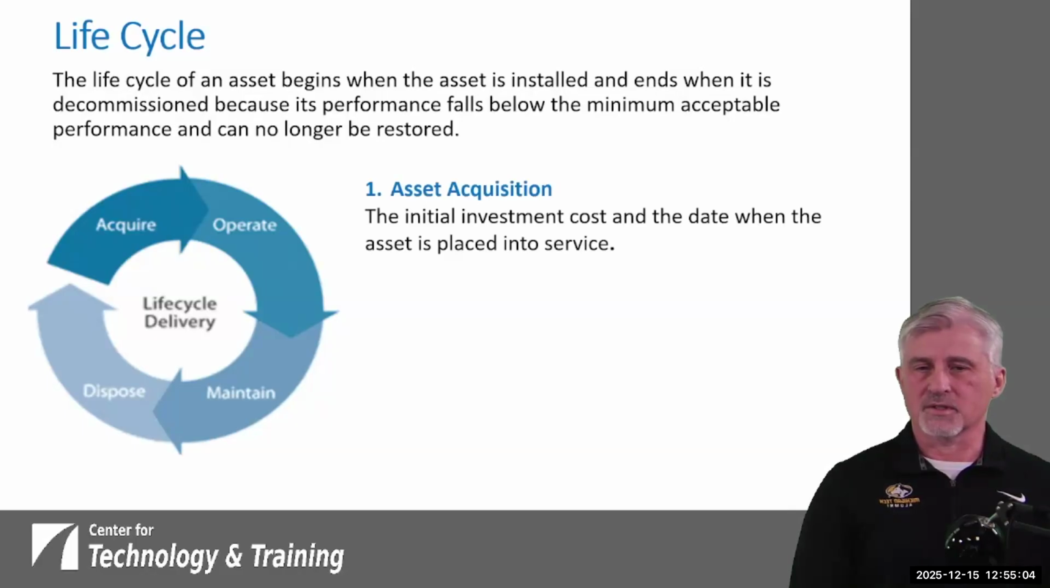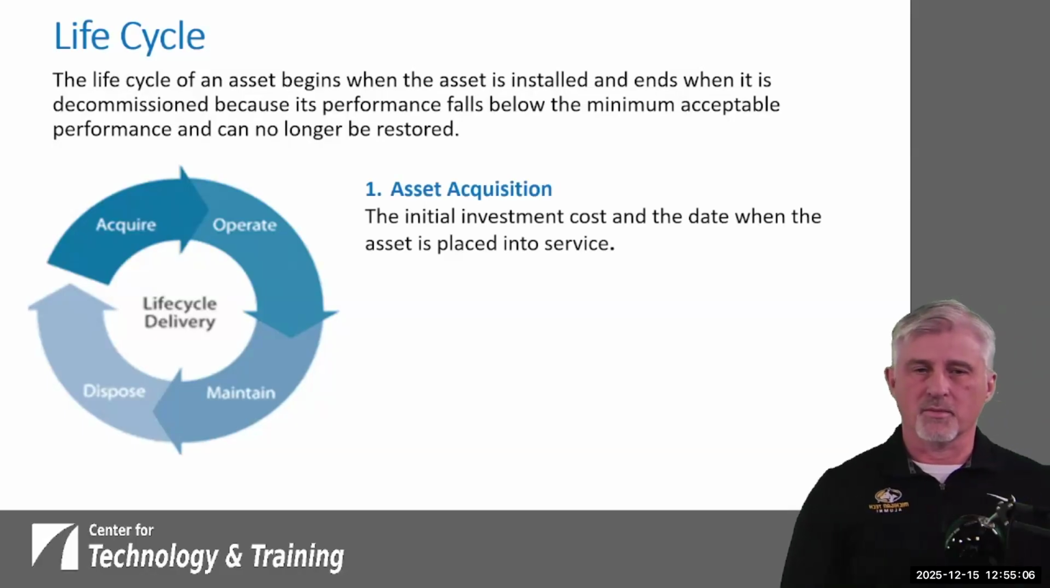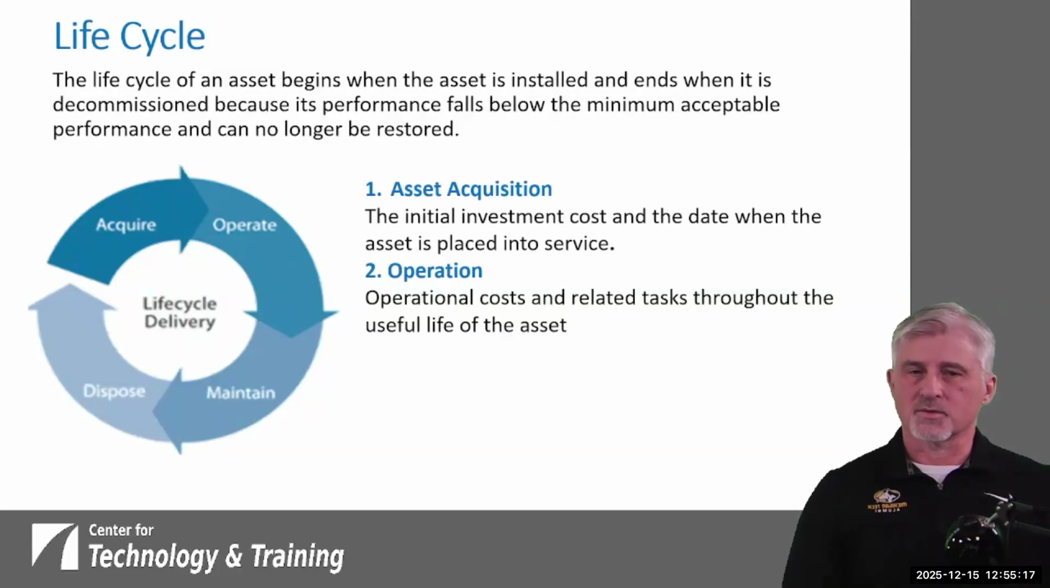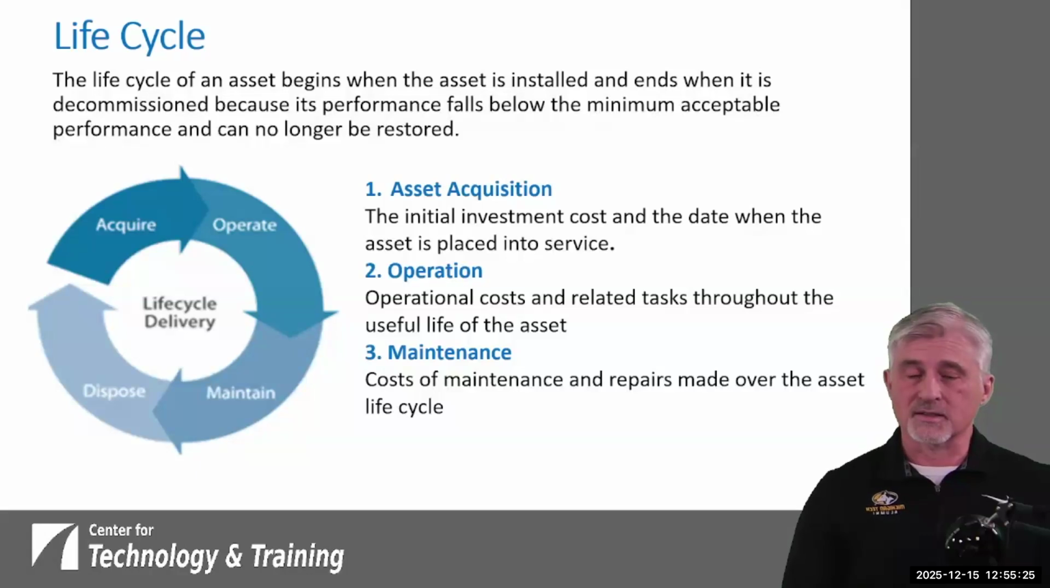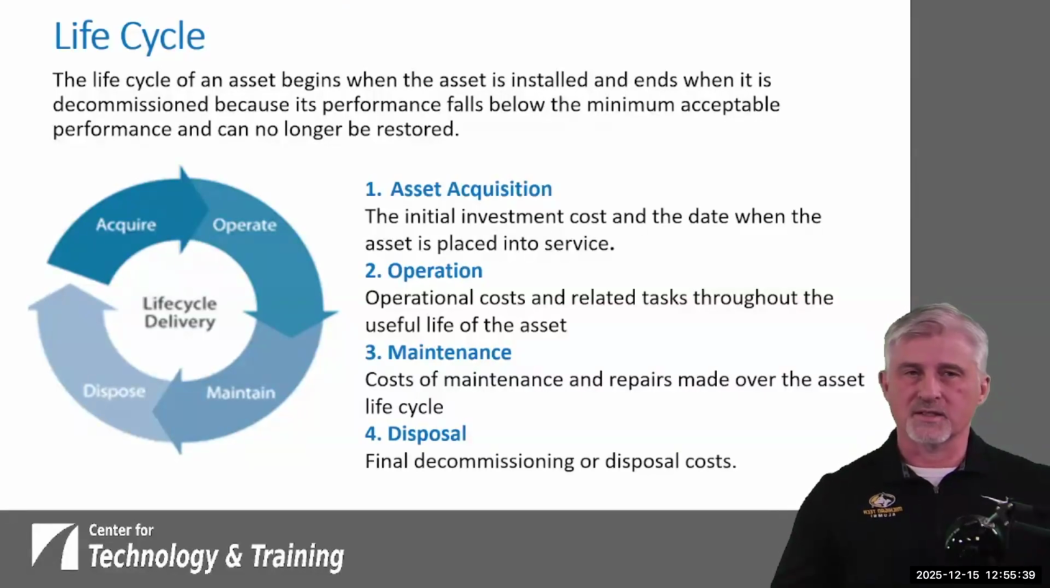So we've got the asset acquisition. That's the initial investment and the date that we purchase the asset or the asset's placed into service. We've got the operation of the asset. Those are the costs and related tasks throughout the useful life of the asset. We've got the maintenance. Those are the costs to perform the maintenance and any repairs that are made on the asset during its life cycle. And finally, we've got the disposal. That's when we're going to decommission, remove, replace, and the costs associated with doing that.